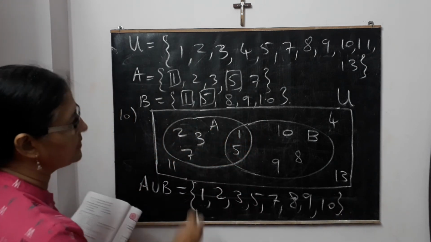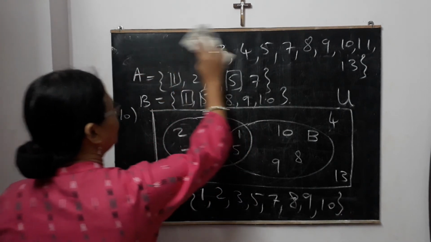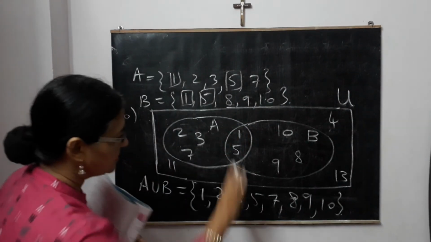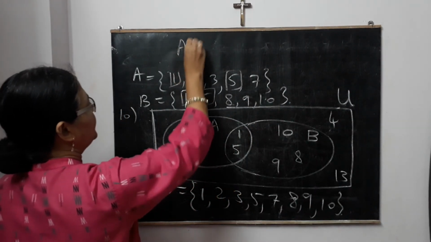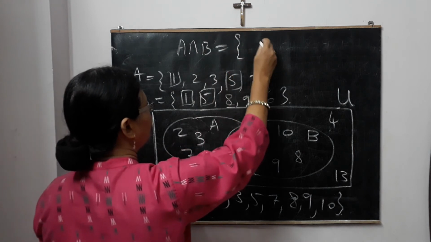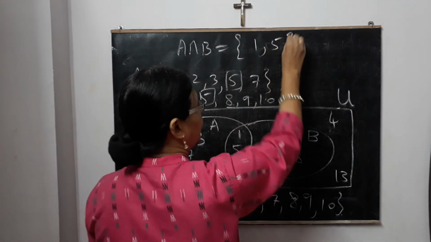And what will be A intersection B? That is only 1 and 5. A intersection B is equal to 1, 5.